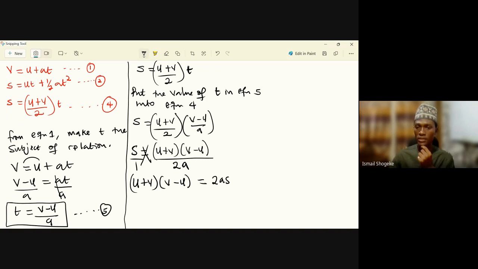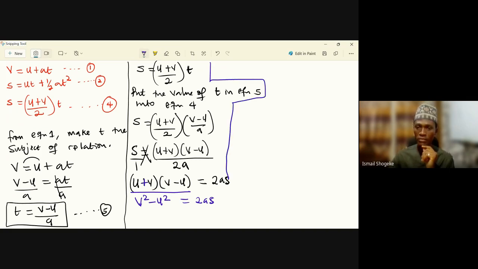That's 2AS. Now, if you are very good with mathematics, you would see something here, which is what these two brackets represent. This is U, this is V, this is U, this is V, or V, U. If we have something like this in the brackets, and we have a plus sign here and a minus sign here, we can do something we call difference of two squares. We can take the difference of two squares, which is just to say that V squared minus U squared. That's what these two brackets will simplify into, equals 2AS.